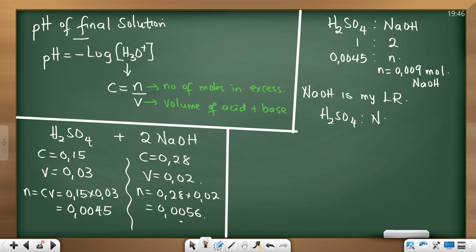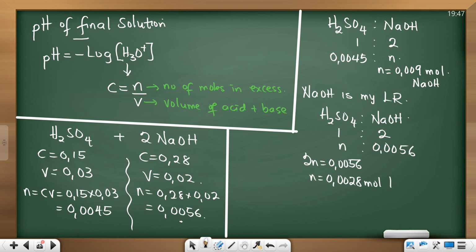Now I'm only going to start calculating from the limiting reagent. H2SO4 and sodium hydroxide, 1:2. Now I am using my limiting reagent. Please adopt this method quickly. I am looking for N, right? So can I cross multiply? 2N is equal to what? 0.0056. What is N? 0.0028 moles of which compound? H2SO4.